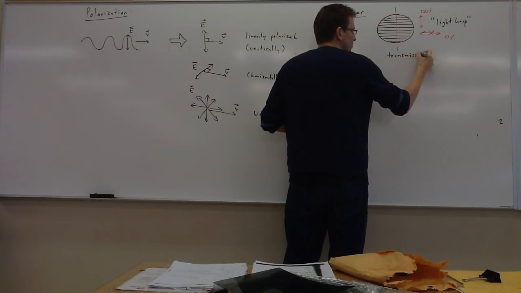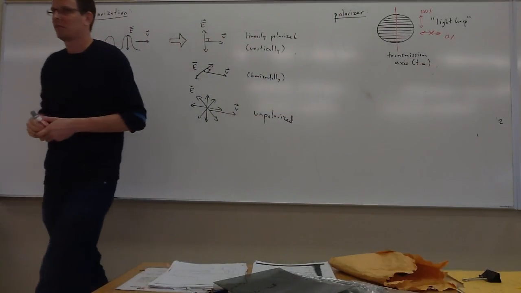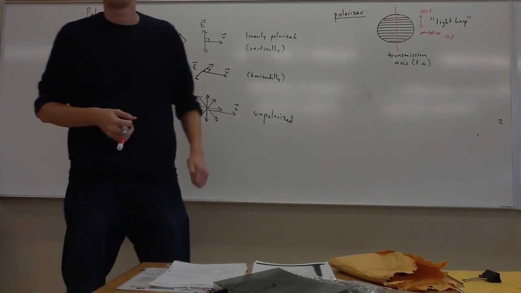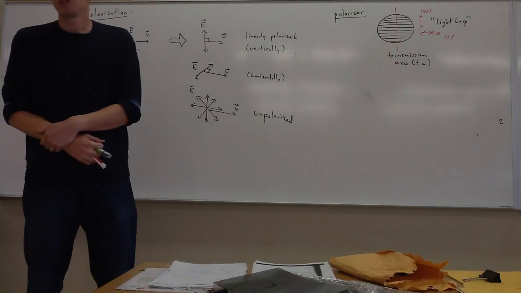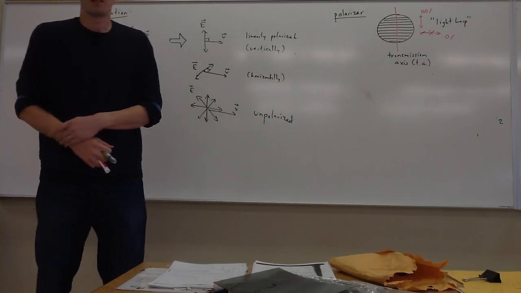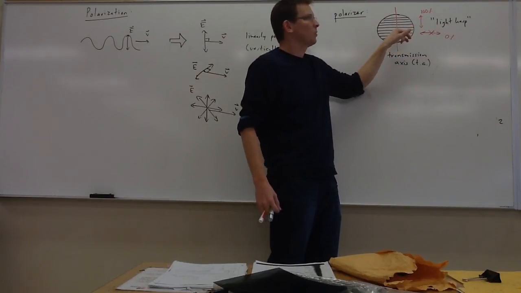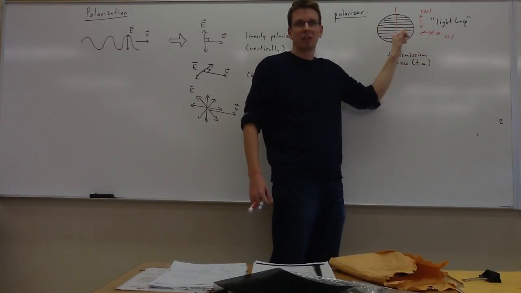Transmission axis, or sometimes TA for short, and that's usually the only thing we bother to draw. We don't bother to actually draw the chemical structure of it. So we just generally like to draw a transmission axis, and we just then can remember that if the polarization is lined up with the transmission axis, it will get through. If it's perpendicular to it, it will get blocked.